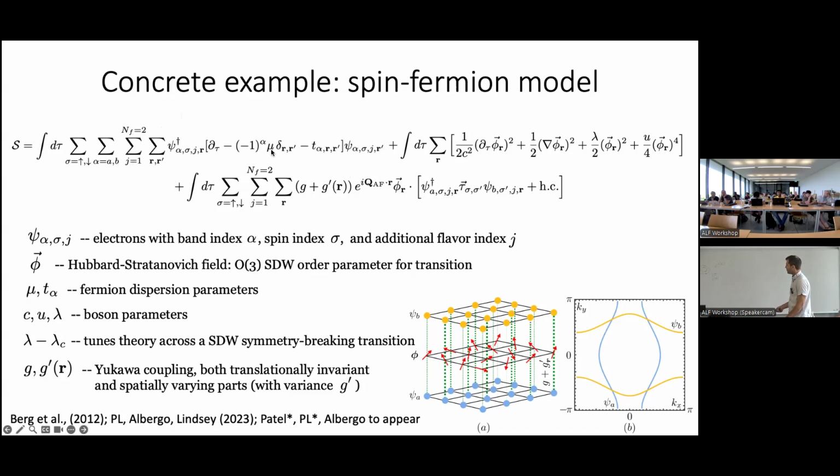The psi here are the electrons, by the way. This Yukawa coupling consists of both a translationally invariant part and a spatially varying part, g prime of r. This g prime of r will have a variance, which we also call g prime. We study two different cases: the clean version, where g prime is 0, and the other one where g is 0, the fully disordered case. Here's a schematic picture of the model, the two lattices, the two bands interacting with the boson, but at each site it might be a different value.